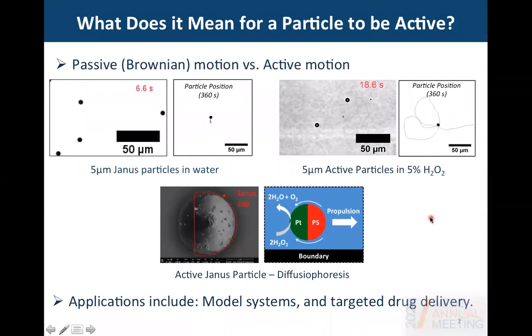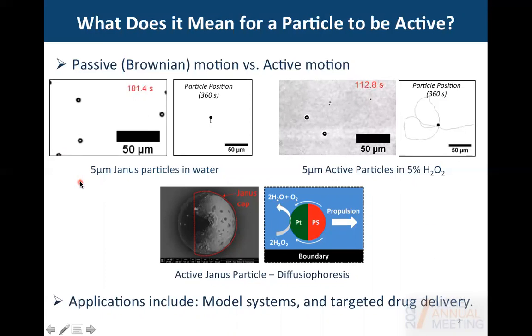So what does it mean for a particle to be active? In order to help understand active motion, first, it's important to understand what passive motion means. So passive or Brownian motion is a randomized motion which is experienced by microscopic particles suspended in a fluid due to thermal agitation. And this motion is depicted by the first video on the left.